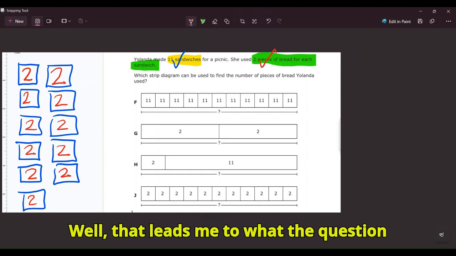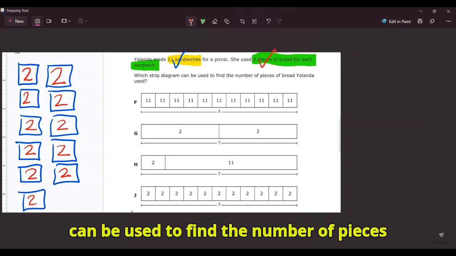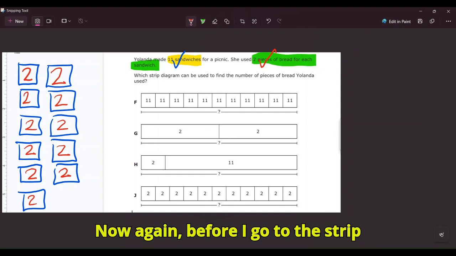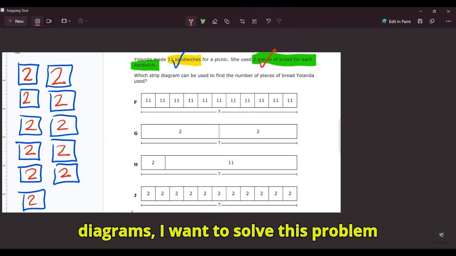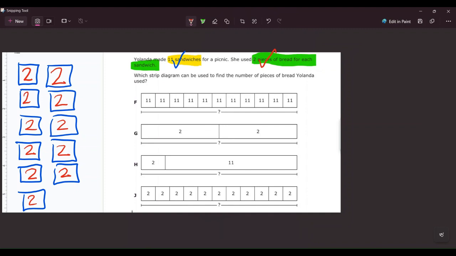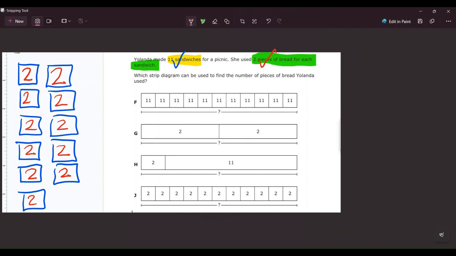Well, that leads me to what the question is asking for. Which strip diagram can be used to find the number of pieces of bread Yolanda used? Now again, before I go to the strip diagrams, I want to solve this problem myself based off of my picture. How many pieces of bread did Yolanda use?